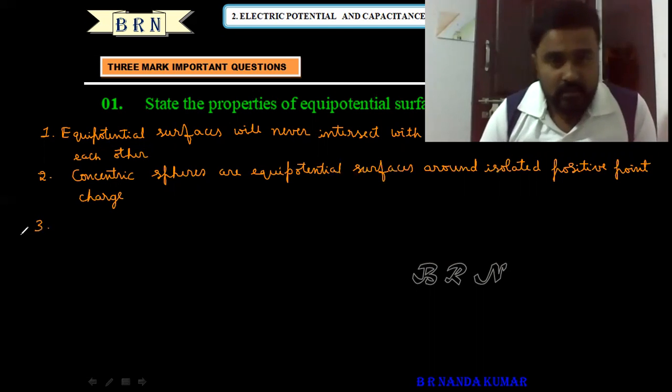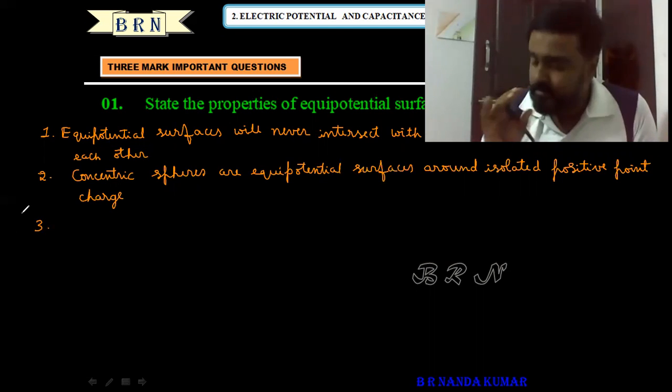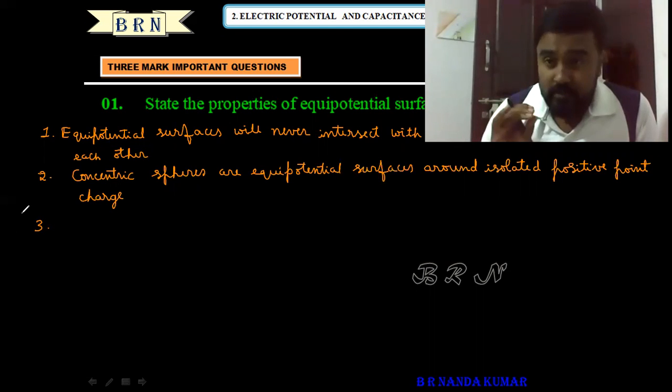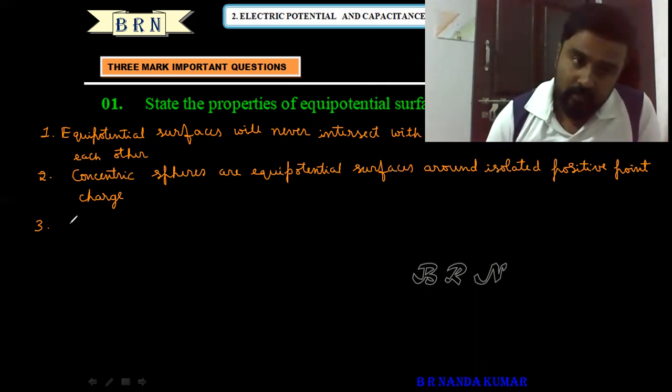The third one: when equipotential surfaces are closer, electric field strength is stronger. When equipotential surfaces are spread further apart, electric field strength is weaker. This is also a simple property.